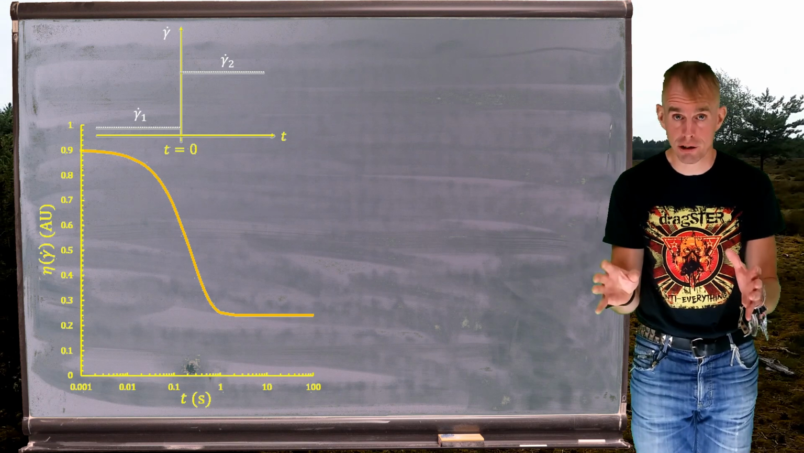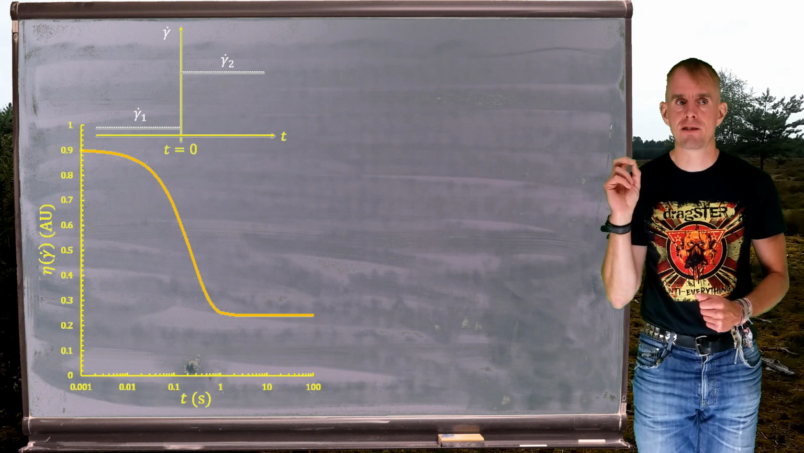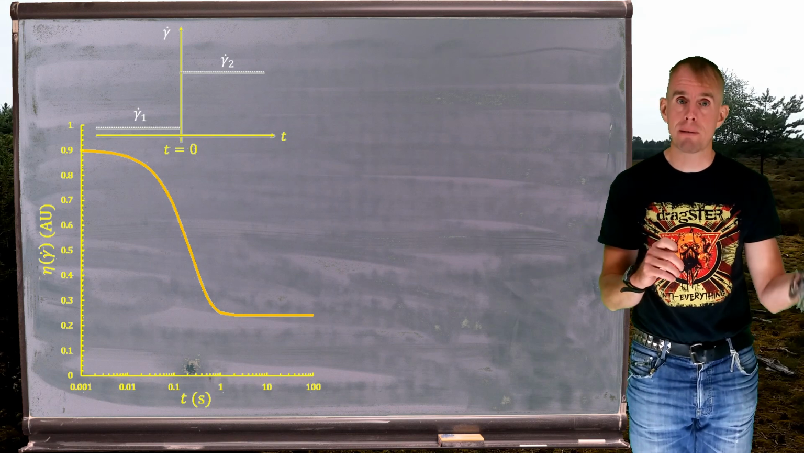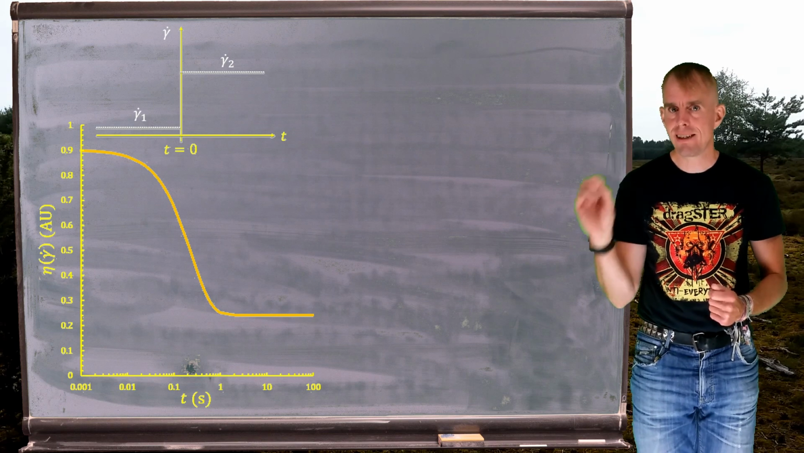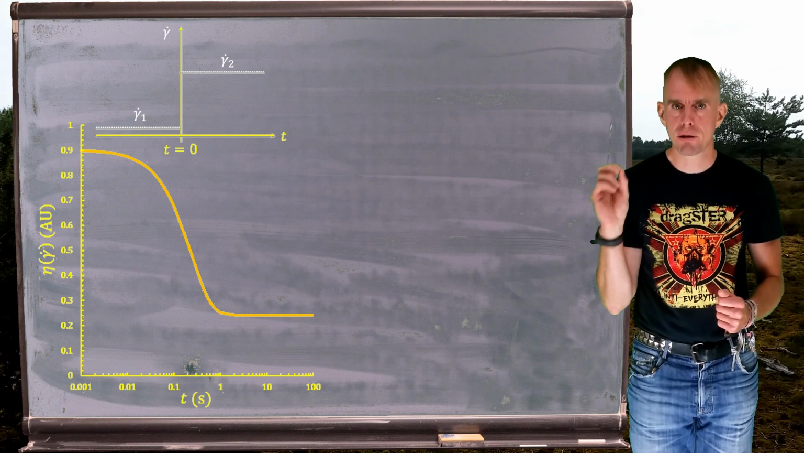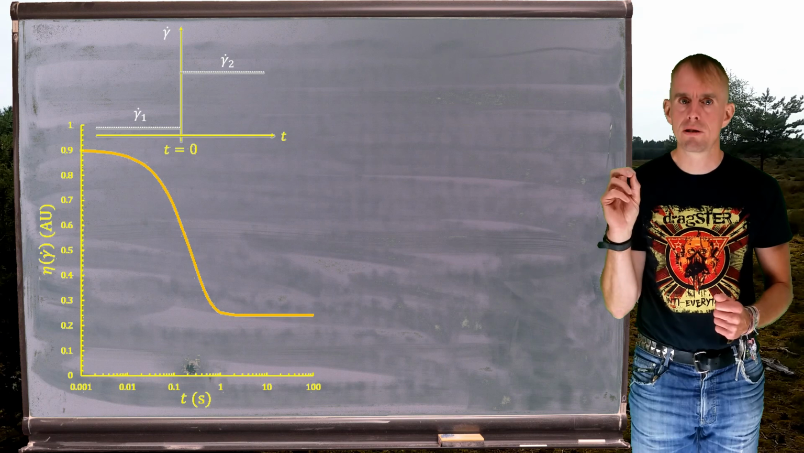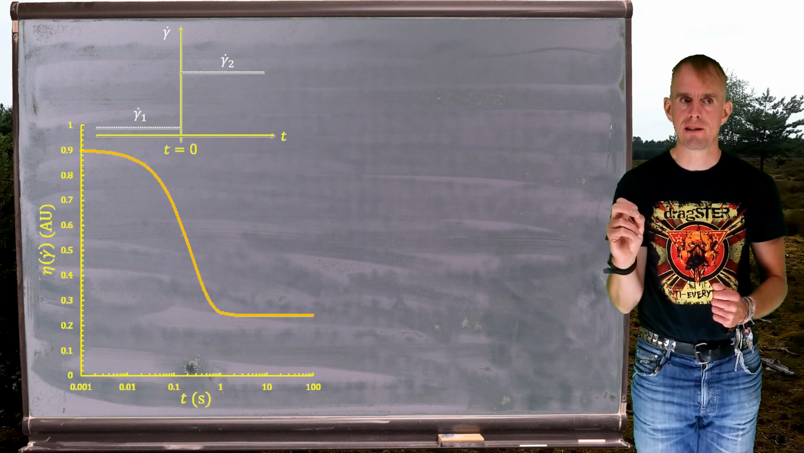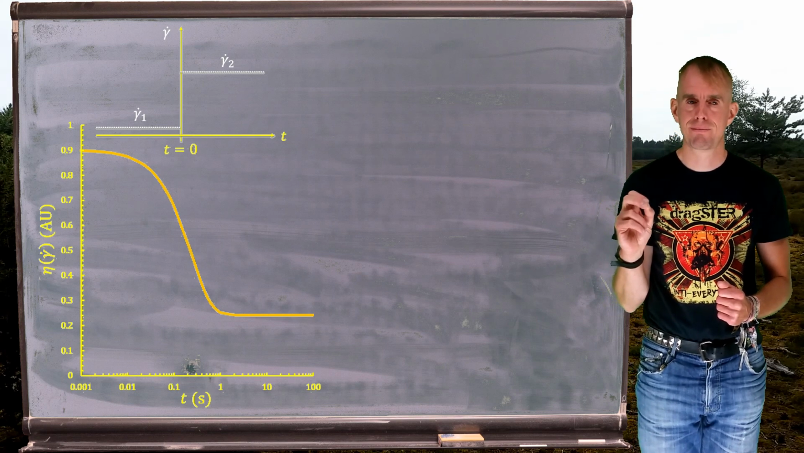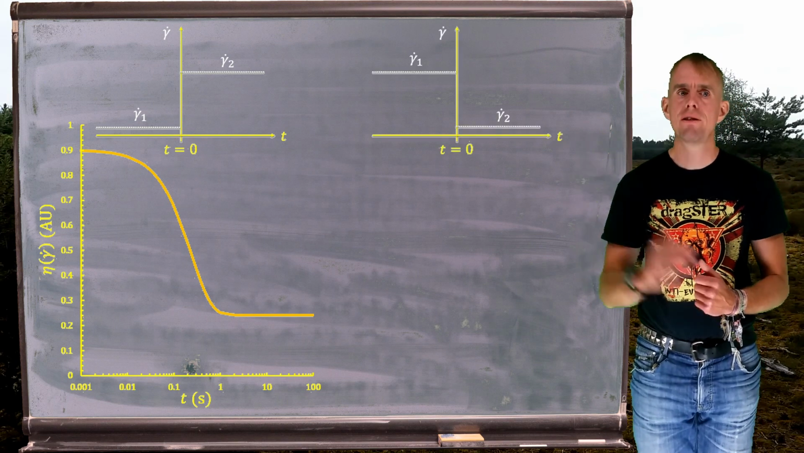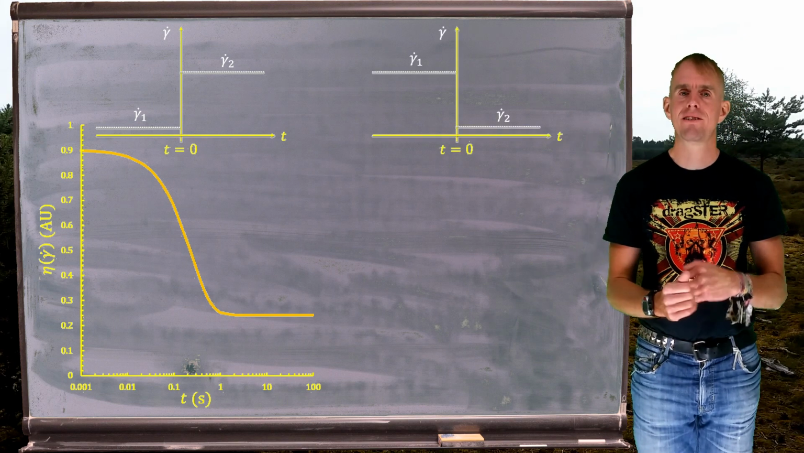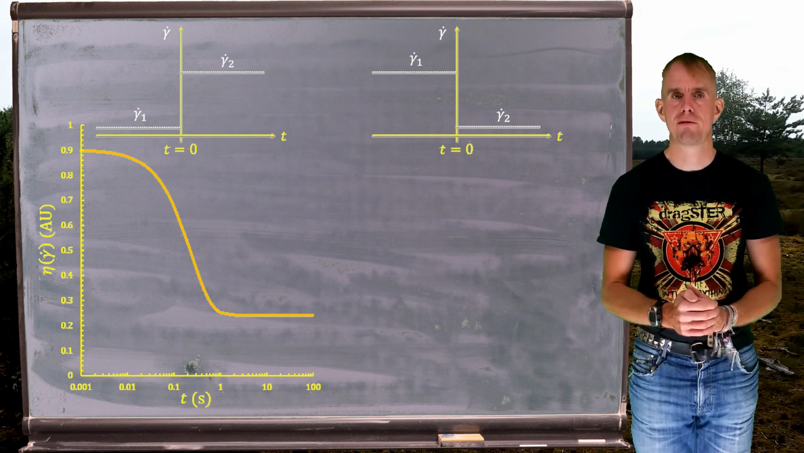Now on the board I'm plotting the viscosity response. Now note, the x-axis is time, not shear rate. My shear rate is constant, don't forget. The x-axis is time. The y-axis is apparent viscosity in arbitrary units. And what we can clearly see here is that the apparent viscosity takes time to adapt to the new shear rate.